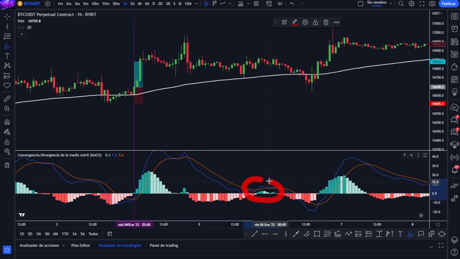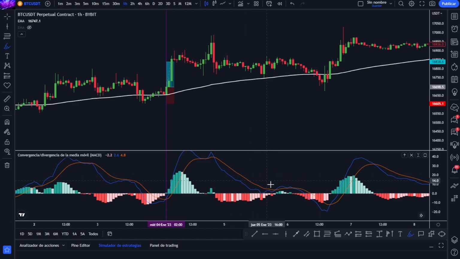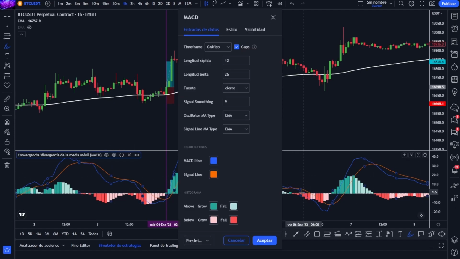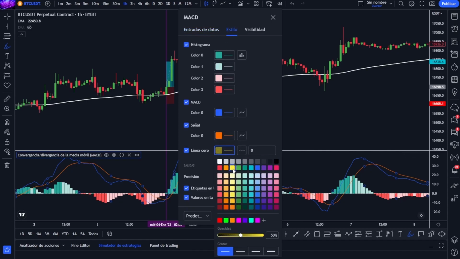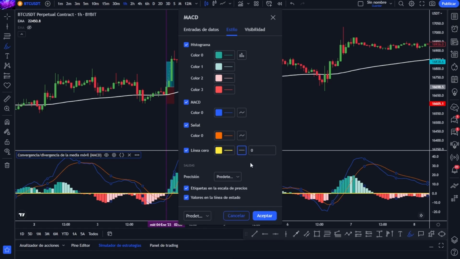A little later we would have in this area a cut of the blue line above the orange one in the MACD. But would it be a good time to enter? No, because both lines would still be above the zero line. Basically, the MACD also has a zero line, which we could even mark in a more forceful way by placing it in yellow. Let's put the line, here it is, to see it better.